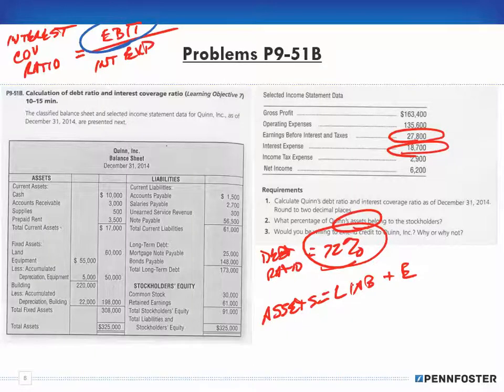Now you can do this a number of different ways. Right? You can look down here and say, okay, my equity is 91. You could say my net equity is 91,000. My liabilities is the 234,000. And my assets are the 325,000.